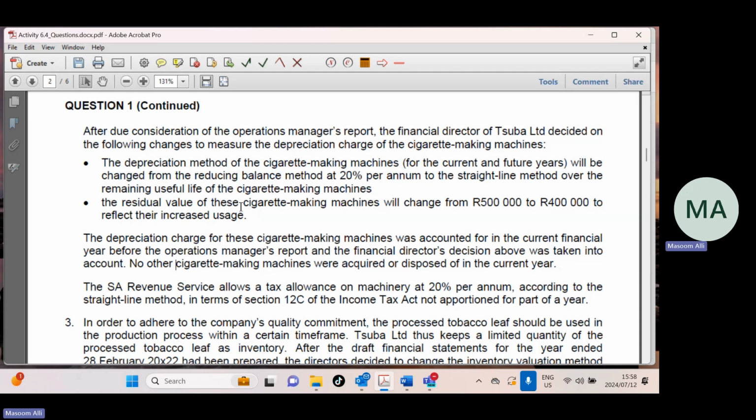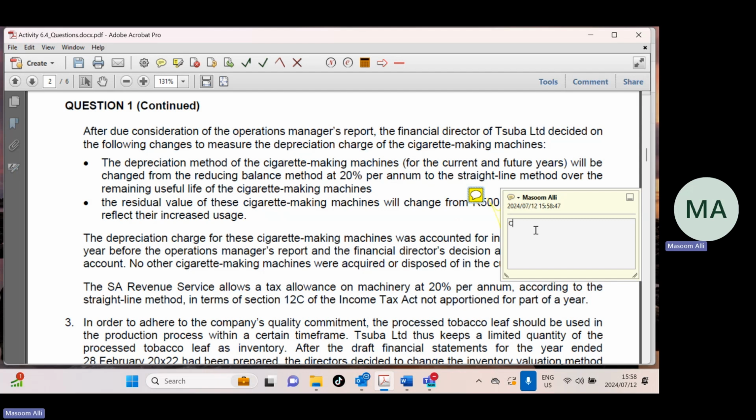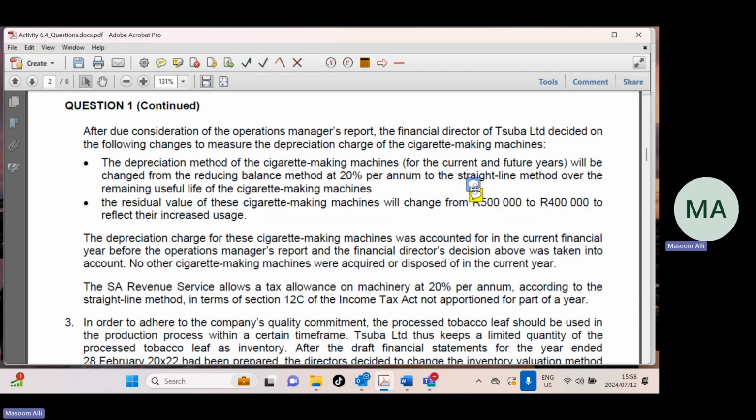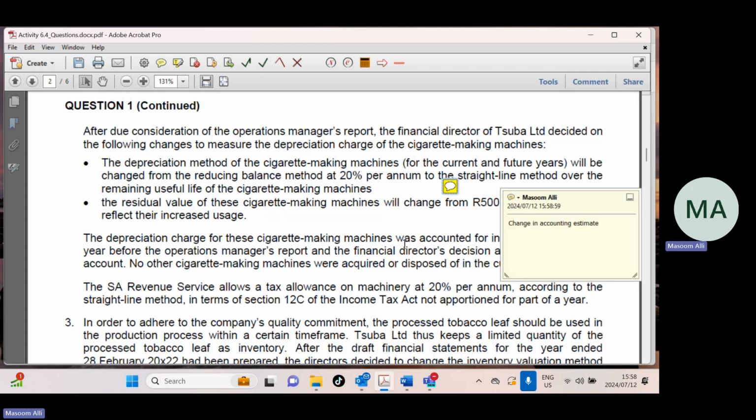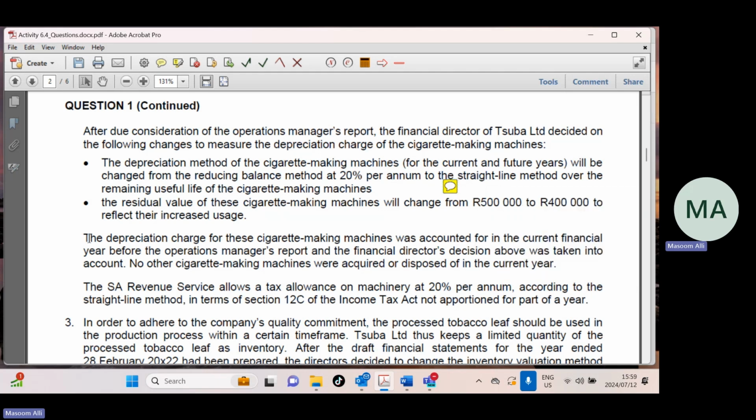The depreciation on the machine that has been accounted for is incorrect, because it says it has been accounted for. So that's fine, right? So here, let's first make our notes. Change in accounting estimates over there. So we know that that's a change in estimate. And we should basically address both of these as far as I'm concerned.